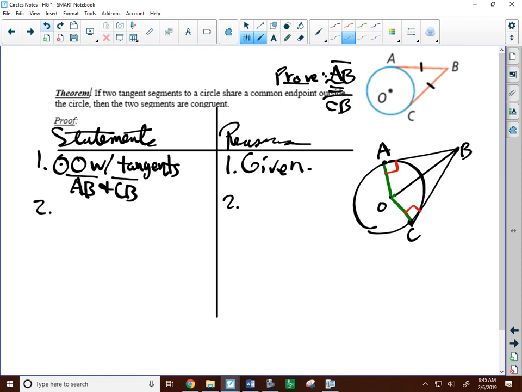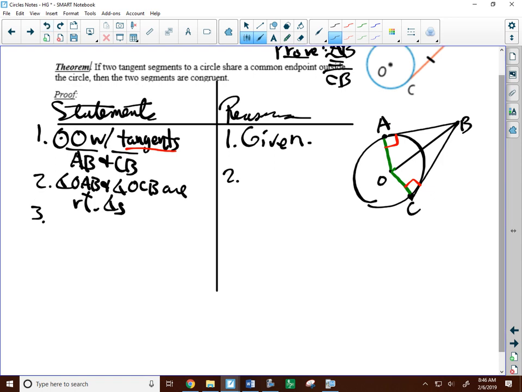We know it's a tangent, we just don't know if they're congruent. So let's say angle OAB and angle OCB are right angles. That's right. This is a good review. So we first say they're right angles, then we'll say they're congruent. They are right angles. All right angles are congruent.